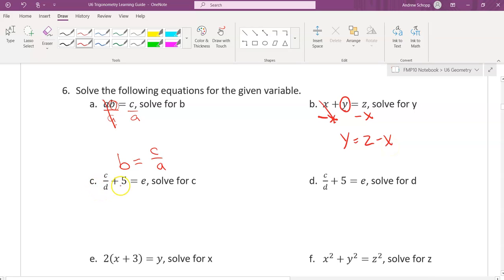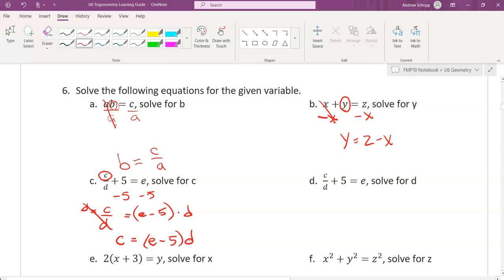For c, I'm looking to solve for c, and I have c over d plus 5 is equal to e. Well, c is being divided by d, and then we're adding 5. So first I would subtract 5 from both sides. I have c over d is equal to e minus 5. And then I need to multiply by d on both sides. Make sure you multiply everything on the left by d. And I have c is equal to e minus 5 times d.